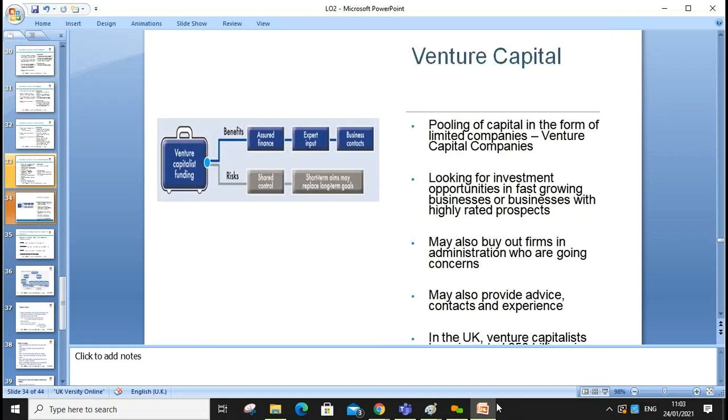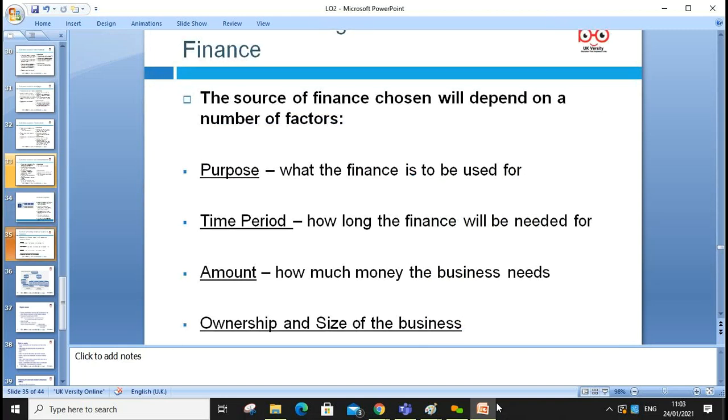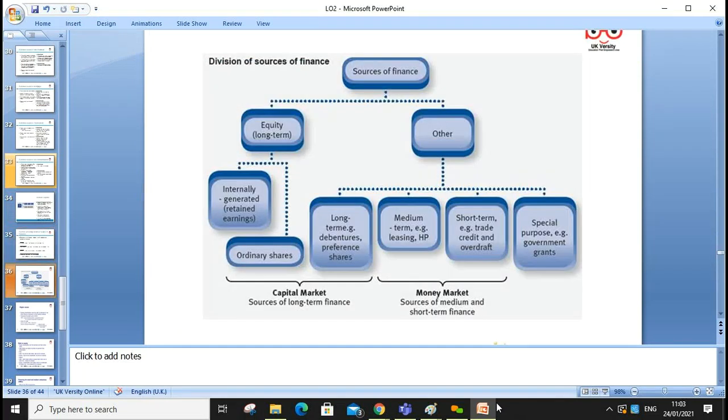Venture capital: various venture companies come together and then they invest in various projects. So we need to look at the risk as well, because there can be a lot of control and national security issues. Various foreign venture capitalist companies have their own incentives, some political incentives as well. That's why you consider the finance purpose, time, amount, ownership, and the size of the business. You need to keep these in mind to make the decision.